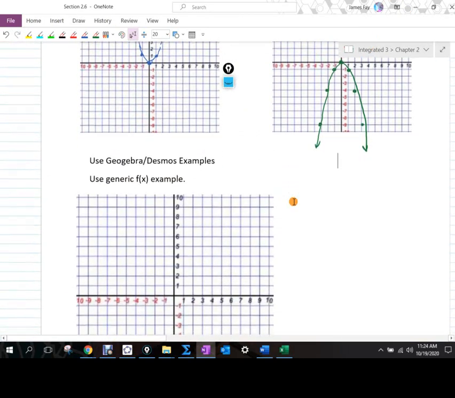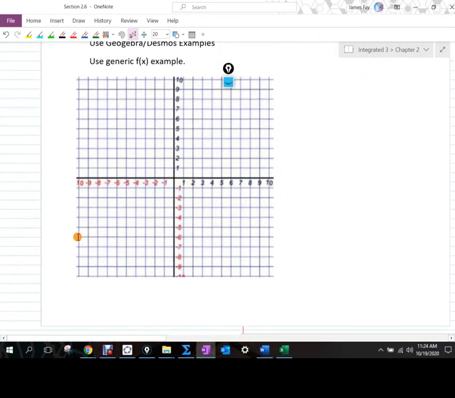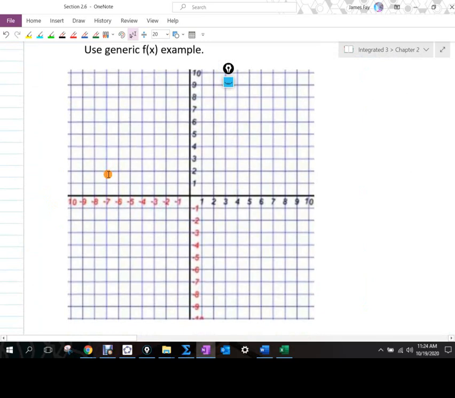In your homework every once in a while, they'll give you a generic function. Let's put a point at -4, 2. Let's put a point at 0, 5. Let's put one at 3, 5. 4, 3. And then let's go over to 7, 8. So we'll plot those, and I'm going to connect those with lines.